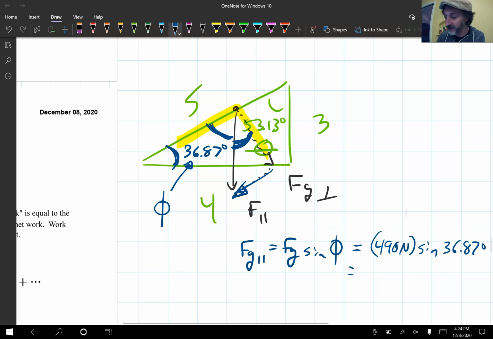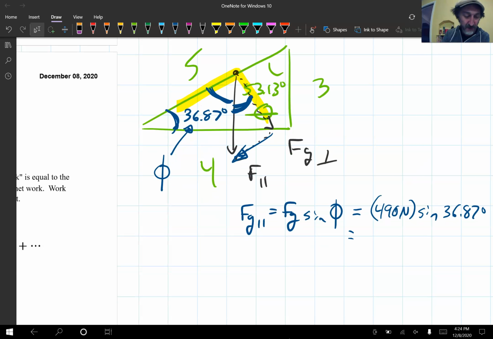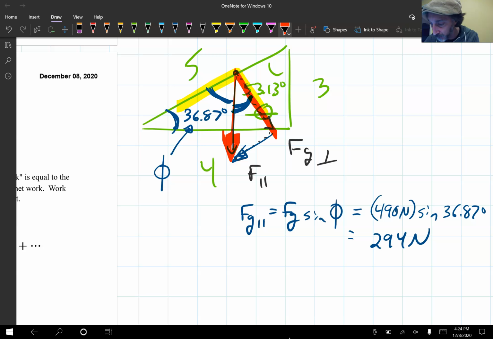So let's grab our calculator and figure out what that is. 490 sine 36.87 is 294 newtons. Okay, and so again, the idea is our original force of gravity goes this way, right? And it has two components. There's the perpendicular component and the parallel component. And it's just the parallel component that actually does work, right? Okay, the perpendicular component doesn't do work.